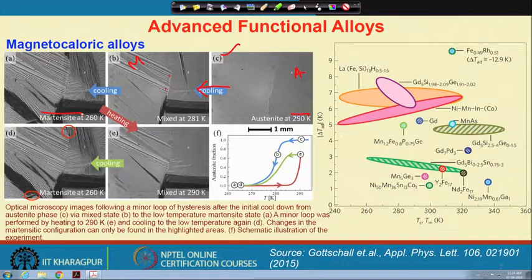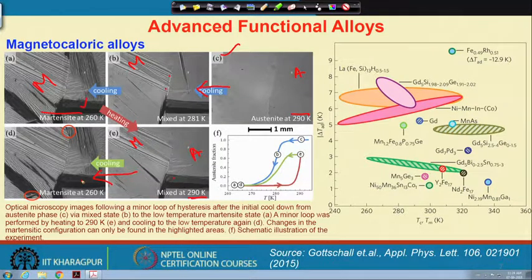And now, I heated this martensite, and so austenite again starts forming at 290 K. So, part of the martensite has already transformed into austenite, and here some part of the martensite still remains. Now, again if I cool it, then we will see that the martensite has formed again.